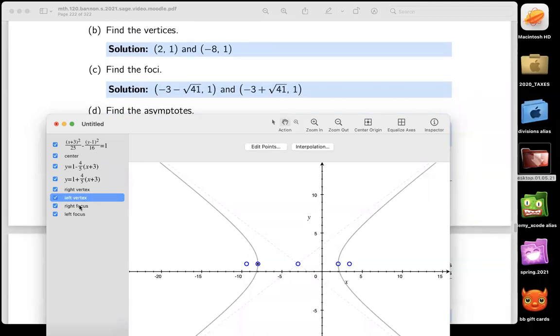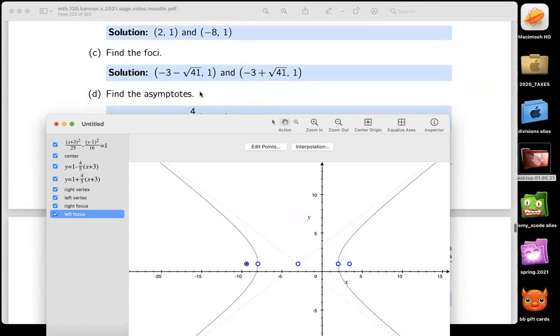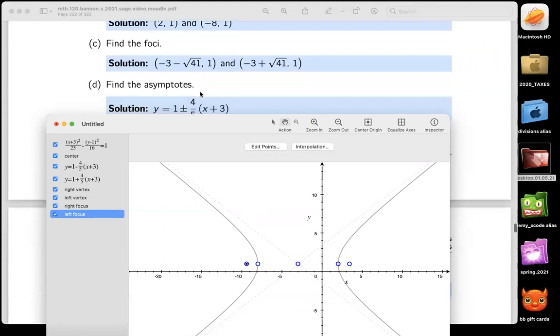I typed in the foci. There's a right one. It's over here. And what's the right one going to be? (-3 + root 41, 1). Again, you'd expect to go through that work to get that. Now the left focus over here. I'm sorry, we're doing the foci. What's that going to be? Well, (-3 - root 41, 1). And they're written down for you. Again, you have to be able to do that by hand to get that. I did not ask software to do that. I did that by hand to get there.